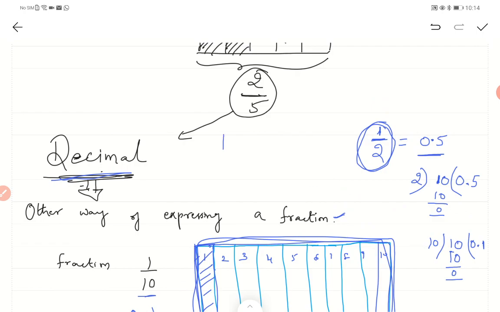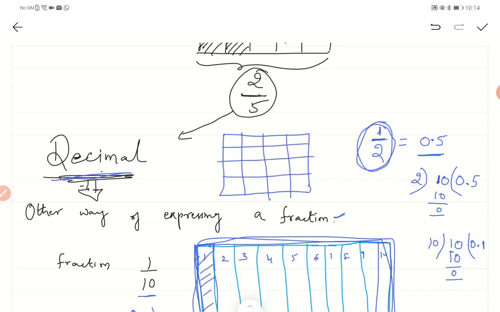See, I will show you one more thing. Now if I have a rectangle like this, and I have blocks like this, how many divisions are there? It is 1, 2, 3, 4 divided in rows and in columns. In a row, how many do you have? 1, 2, 3, 4. So totally you have 16. This total rectangle is divided into 16 parts, isn't it?